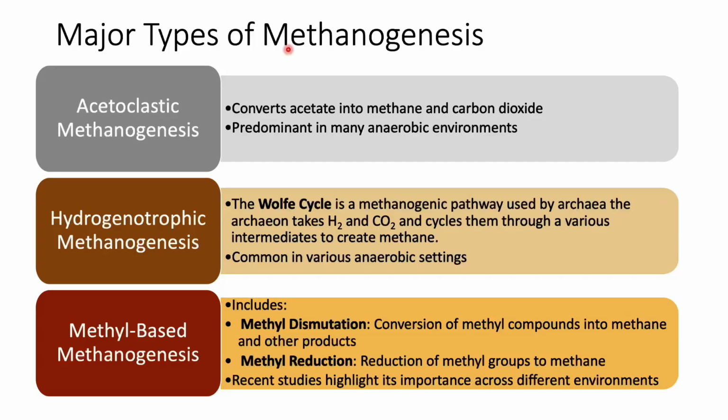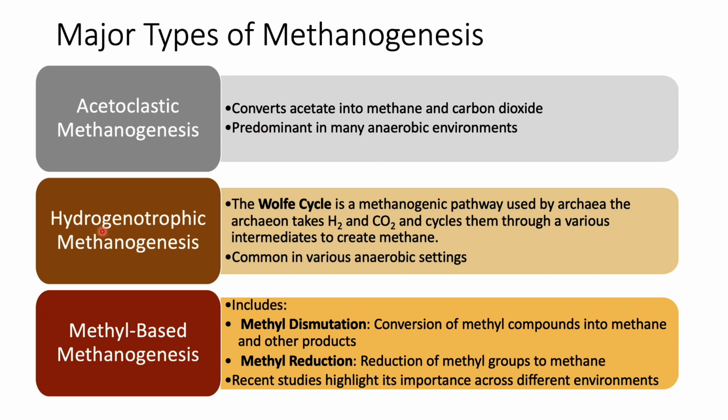Let us look at the major types of methanogenesis reactions. The first one is acetoclastic methanogenesis. Here, the conversion of acetate into methane and carbon dioxide happens, and it is predominant in many anaerobic environments. So this reaction is very important in the anaerobic environment.